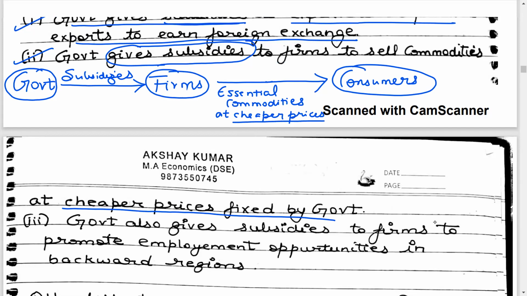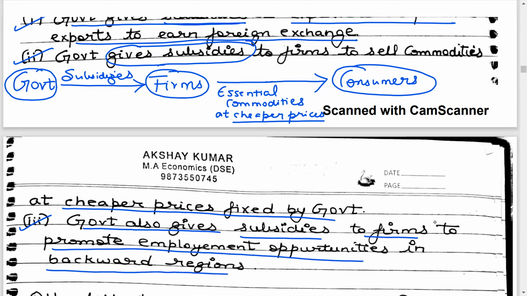Another reason for giving a subsidy is that the government gives subsidies to the firms so that the firms produce more, and more production would mean more employment opportunities, especially in the backward regions. Another important intention is to motivate the firms to produce more and hire more labor, which in turn will generate employment opportunities and jobs in the backward regions.